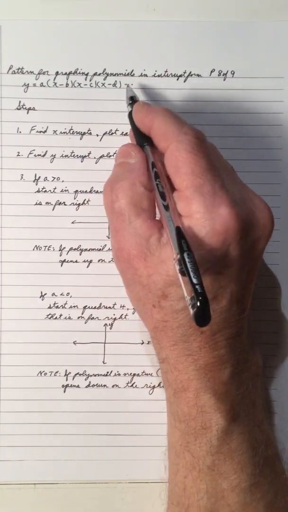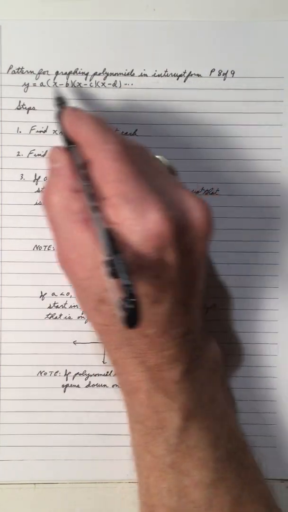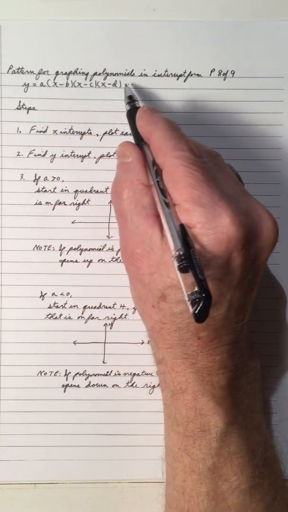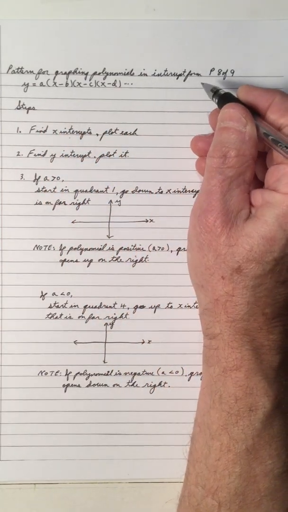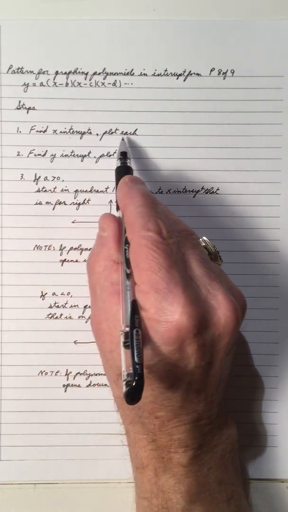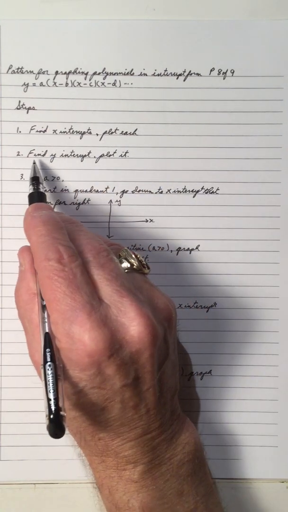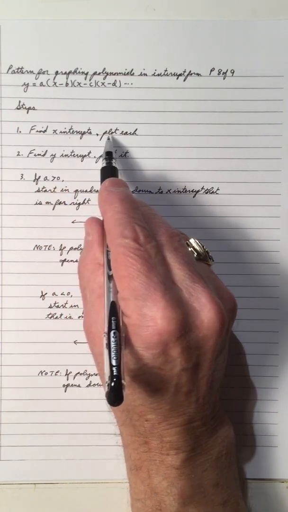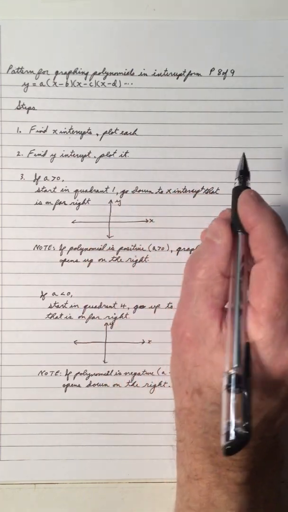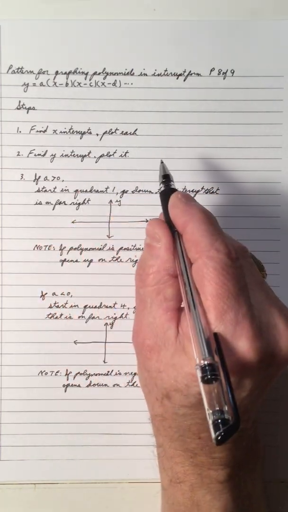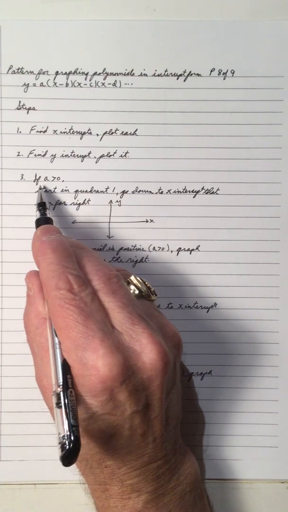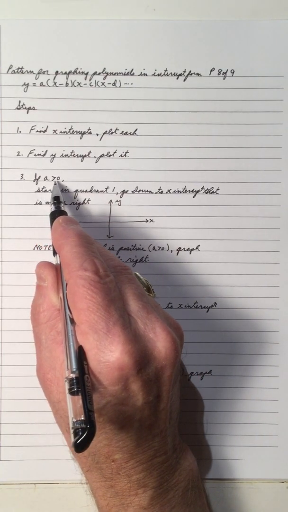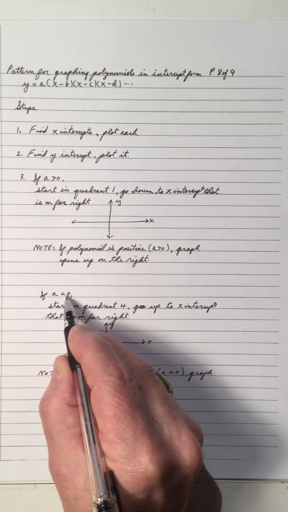So the pattern for graphing polynomials in the intercept form, which I call the x-intercept form, is this equation here. The pattern is, and I'm going to follow it, I find the x-intercepts and I plot each. And then I find the y-intercept and I plot that. Once you have them all on your graph, you start to say, is it positive? If a is greater than 0, that means it's positive. If a is less than 0, it's negative.